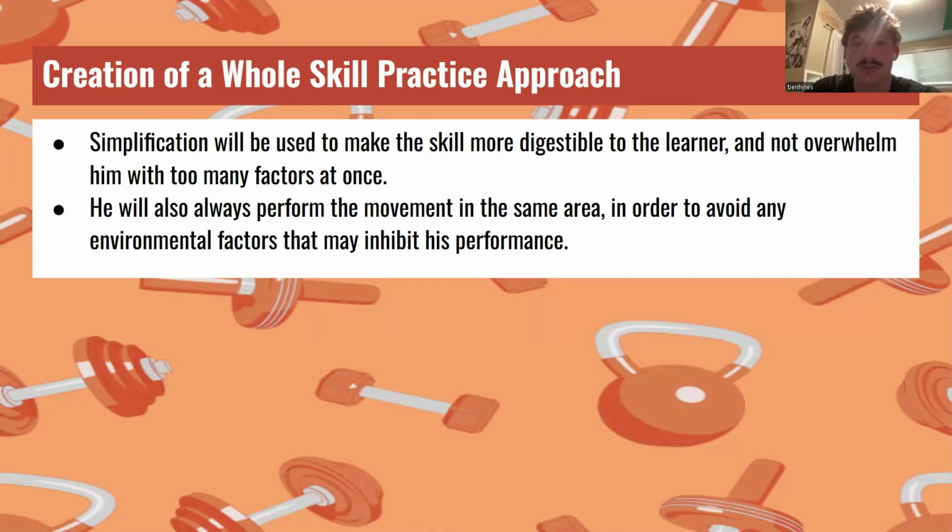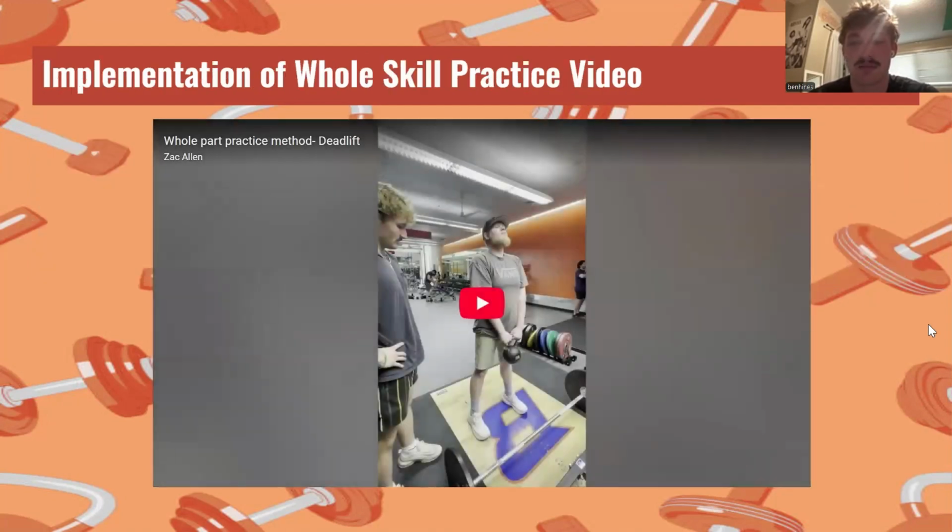All right, so for the creation of our whole skill practice approach, we're going to be using simplification in order to make the skill more digestible to the learner, and in order to not overwhelm him with too much information at once. He's going to begin by using a kettlebell in order to properly learn the motor pattern. He'll then progress to a standard lifting bar with a very low amount of weight in order to begin to increase the intensity of the skill. And then he'll finally progress up to a standard bar with a moderate amount of weight. In this case, we used a 45 on each side in order to see if the skill is retained and can be transferred. He will also perform the movement in the same area in order to avoid any environmental factors that may inhibit his performance.